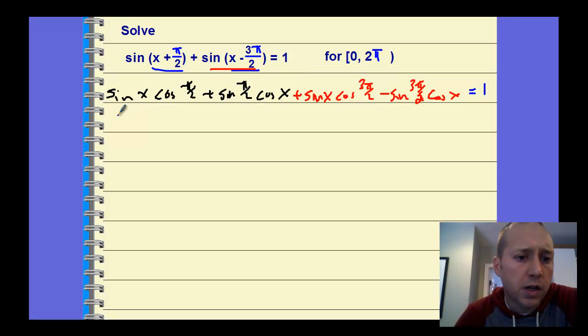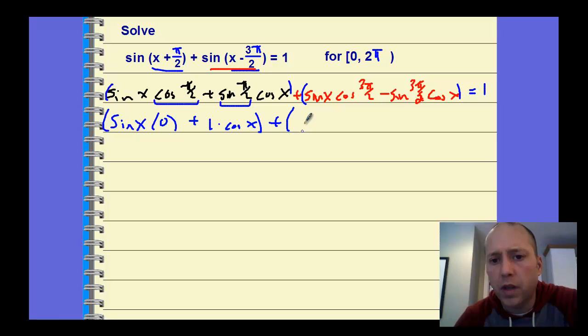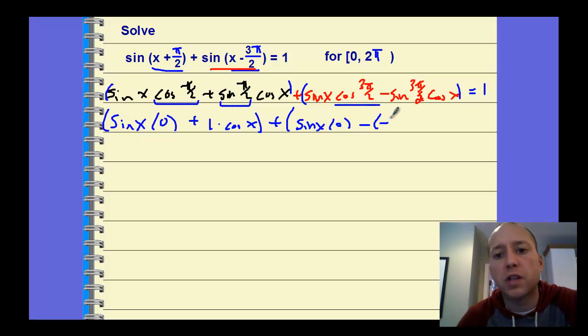So let's simplify some here. Sine x, can't do anything with that. But cosine of pi halves, we know it is 0. Plus sine pi halves, which is 1, times cosine x, plus this quantity, and we should have a quantity around here because we're adding that whole value. So watching our order of operations, sine x cosine 3 pi halves, which is still 0, minus sine 3 pi halves, which, be careful here because sine of 3 pi halves is actually negative 1, and then cosine x.